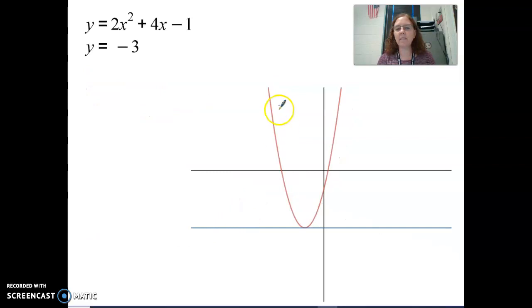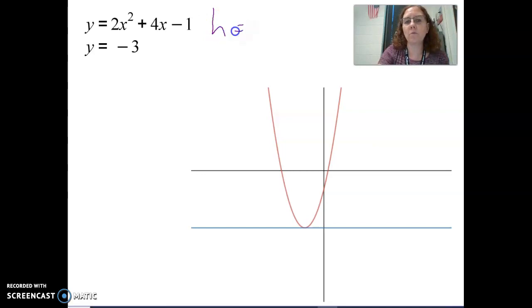All right, we can also have this kind. Here's my parabola, y equals 2x squared plus 4x minus 1. Here's my line, y equals negative 3. In this case, it happens to be horizontal, and you remember a horizontal line has a y value but not an x value. So if I wanted to find the point of intersection, let's look at doing this a couple of different ways. First of all, I can use the fact that I remember from Algebra 2 the formula for the vertex of a parabola.